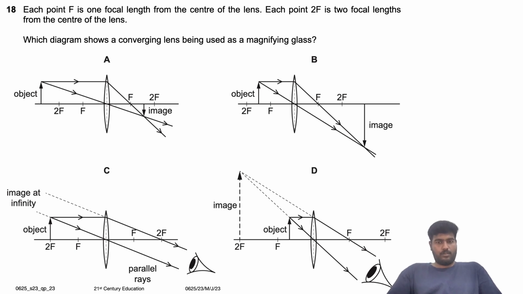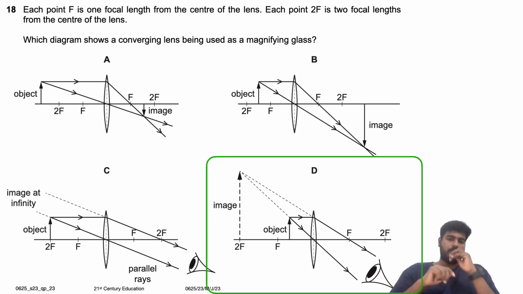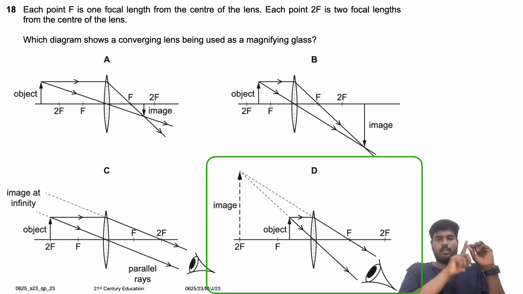Okay, to use a lens as a magnifying glass, we have to keep the object between the center of the lens and the focal point. So only option D. If you look at option D, the object is between the focal point and the center of the lens. If you go away from the focal length, that's different.